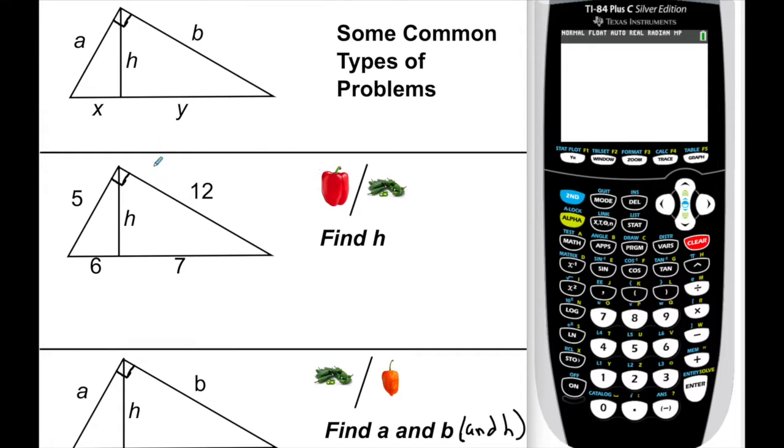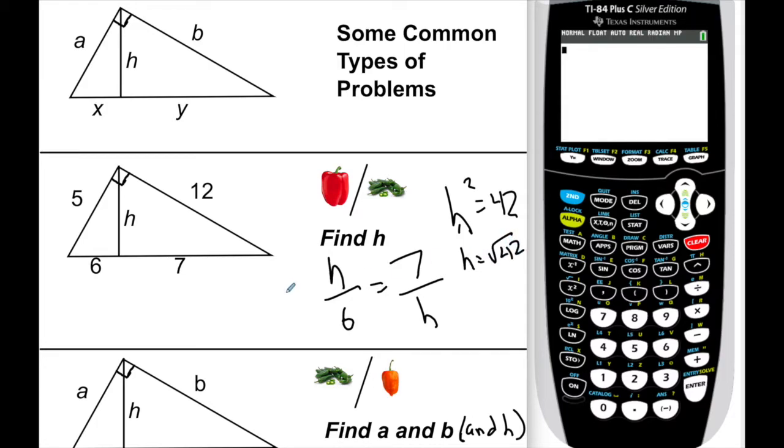So here's one where I just need you to find one number. It's the altitude, and I've given you all of the other pieces of information, okay? I've actually given you more to some extent than you need. And here, the idea is simply to set up the geometric mean, solve, and simplify as necessary. In this case, 4 doesn't go into 42, 9 doesn't go into 42, 16 doesn't go into 42, so we're not going to really be able to clean that up, okay?